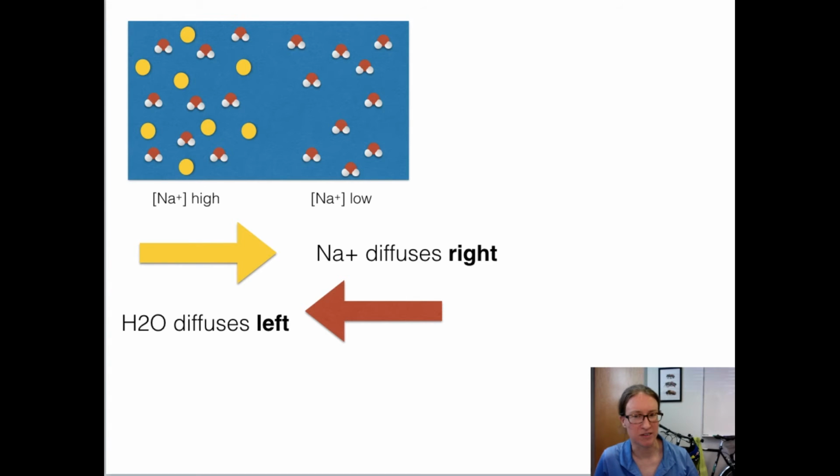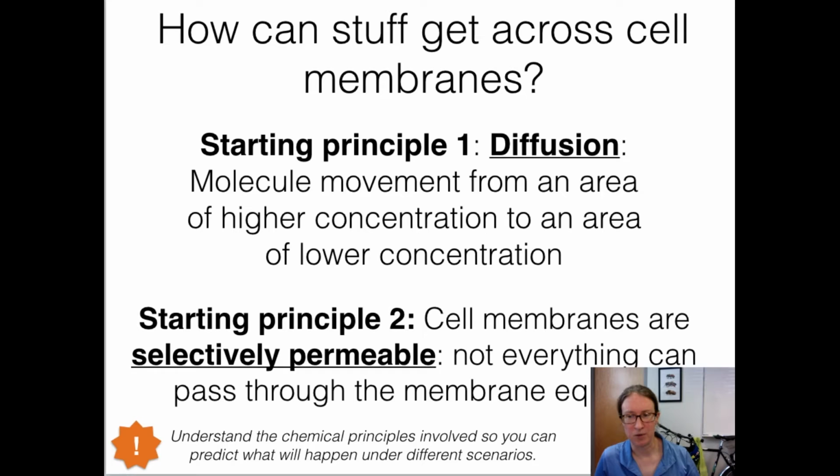So diffusion's our first principle. Our second starting principle is the principle of selective permeability. And this is just the idea that not everything can pass easily through a membrane. And again, there's some basic chemical principles that are going to determine what can and cannot pass through a cell's phospholipid bilayer. And to just give you a hint about this, it has to do with whether the substances are charged, polar, or nonpolar. We're going to get back to that in a minute, but first we're going to take a look at a couple of examples of how the presence of a selectively permeable membrane affects the movements of solutes and water across that membrane.